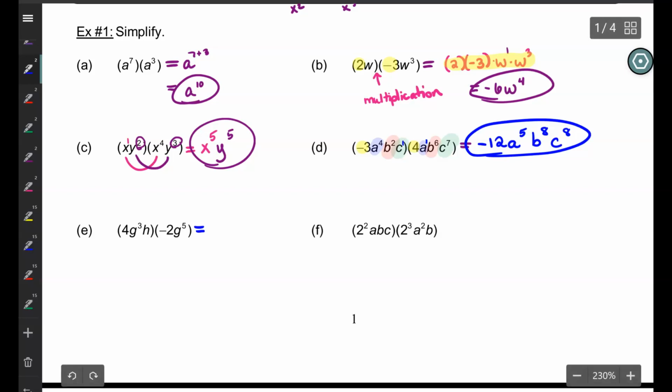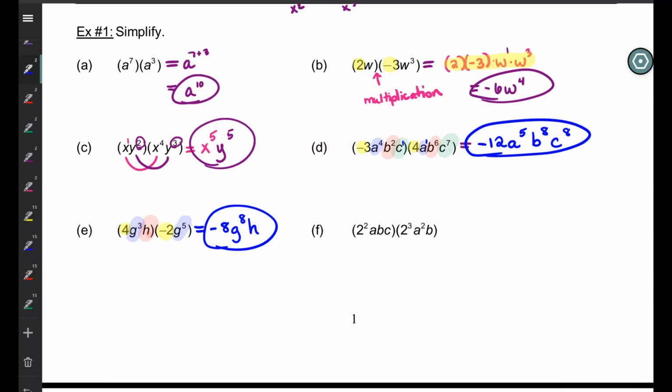Okay, let's look at the next one. So the 4 and the negative 2 get multiplied, so that's going to be negative 8. Then we have g to the third times g to the fifth. So add the exponents. 3 plus 5 will give us 8. And then lastly, I have this h, and there's nothing to combine with it, so I'm just going to put that at the end here. So my answer is negative 8g to the 8th h.